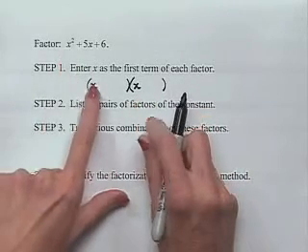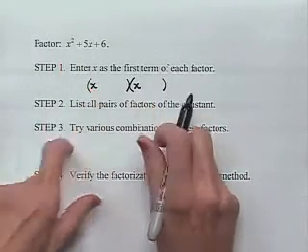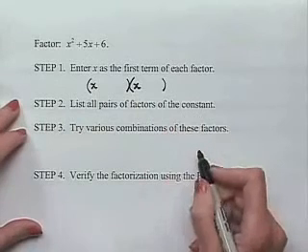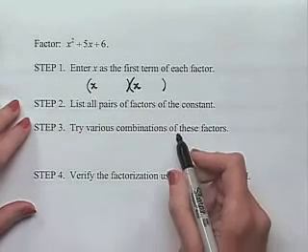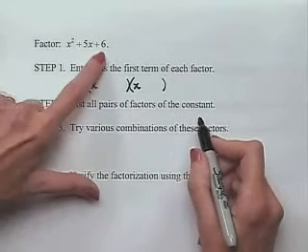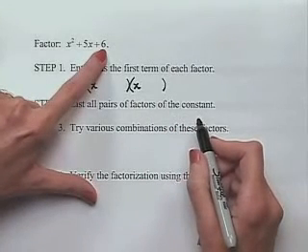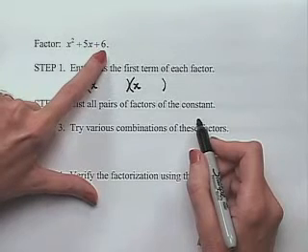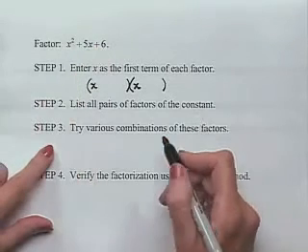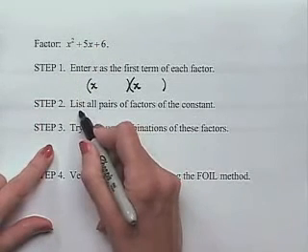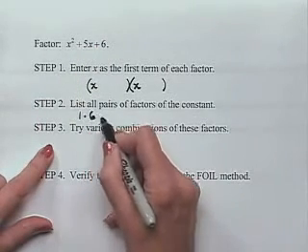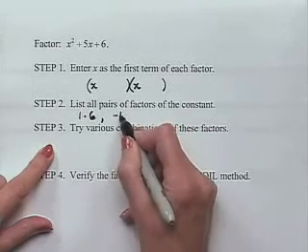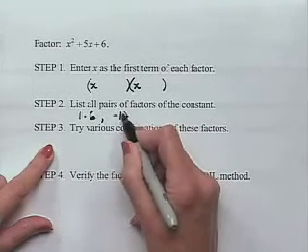So x squared can be factored as x times x. The next thing we're going to do is to list all pairs of the factors of the constant. The constant term in this expression is 6. And notice it's a positive 6. So if we're listing all pairs, we could notice that we can have 1 multiplied times 6. We could have negative 1 multiplied times negative 6.